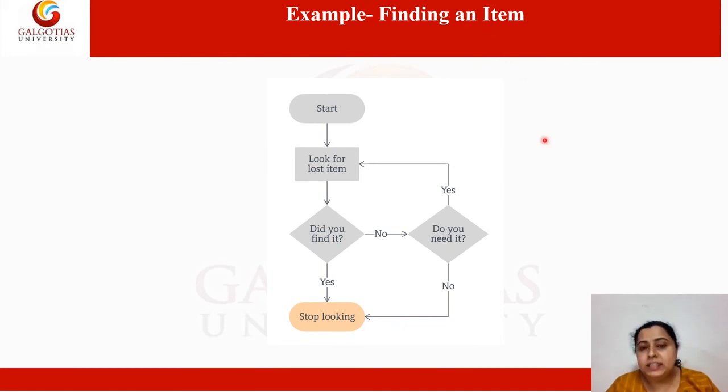So we have a start and we have a stop. In this case, we are writing stop looking as a stop. We look for a lost item. That's a process. Have you found it? If we have found it, yes, then we'll need to stop looking. But if we have not found it, do we need it? We need to see. If we need it, we need to again look for the item. And if we don't need it, stop looking. A simple example of finding an item using a flowchart.